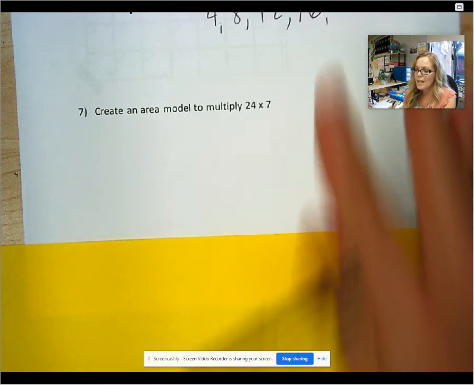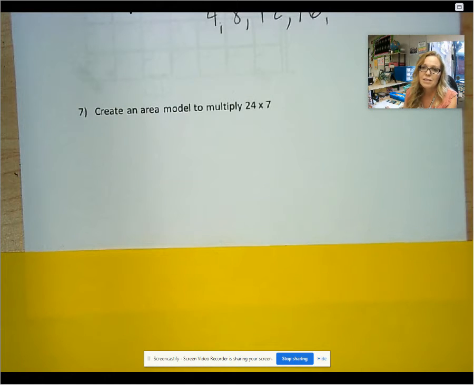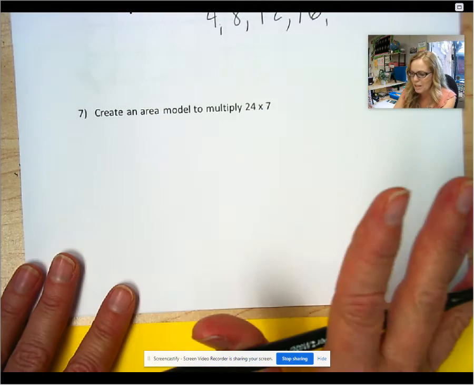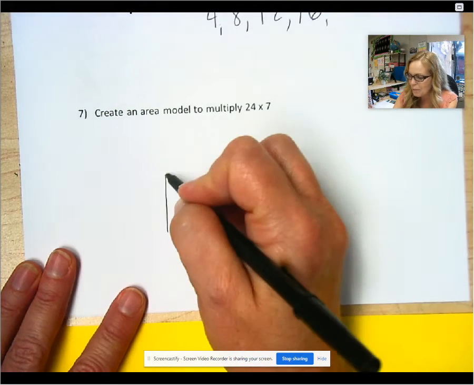Okay, create an area model. Now we spent a little time on this with arrays, and then I showed you just one little model. This is not going to be on the test. It's kind of a novelty question to prepare us for next chapter. However, it does really come in handy.